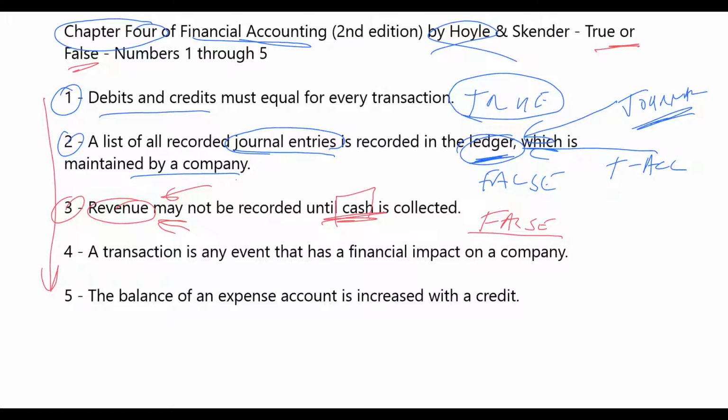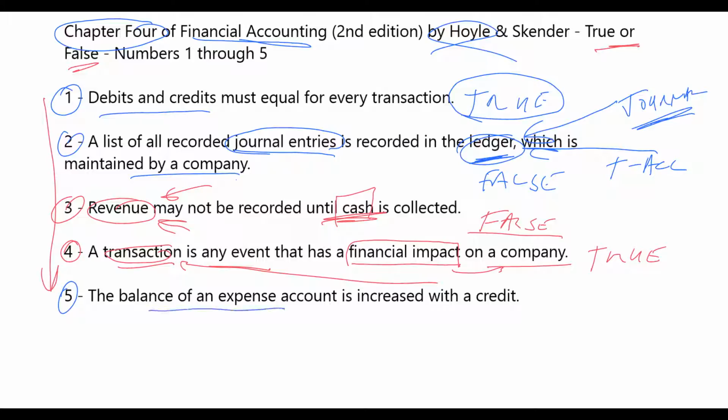Number 4, a transaction is any event that has a financial impact on a company. Well, I believe that has to be true because that's exactly the definition of a transaction. Whether you buy inventory, borrow money on a note, issue capital stock to an owner, those are all things that have a financial impact on the company, and they're referred to as transactions. That is true.